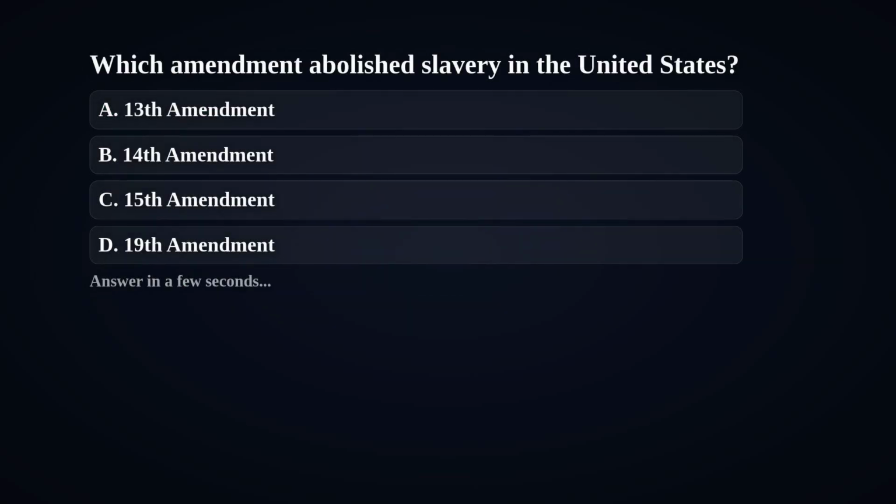Question 10. Which amendment abolished slavery in the United States? A. 13th Amendment. B. 14th Amendment. C. 15th Amendment. D. 19th Amendment.